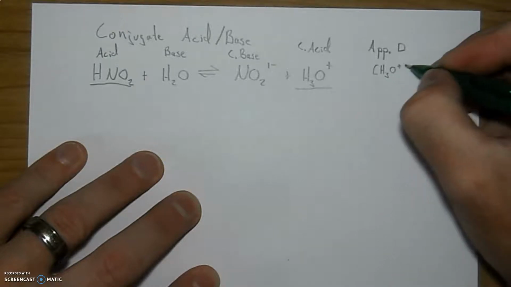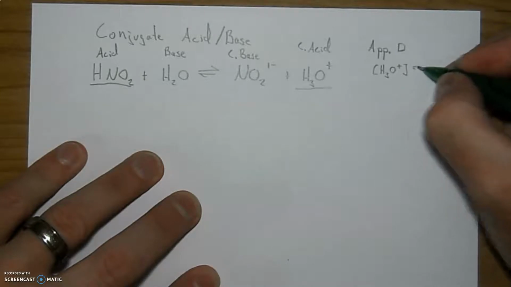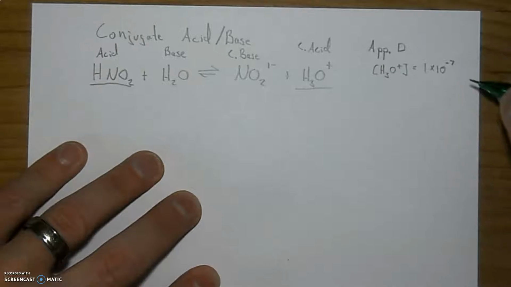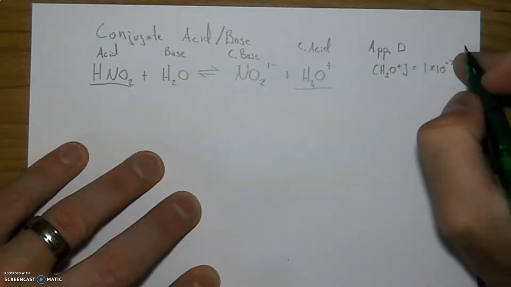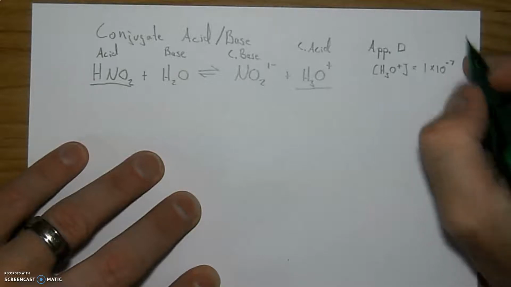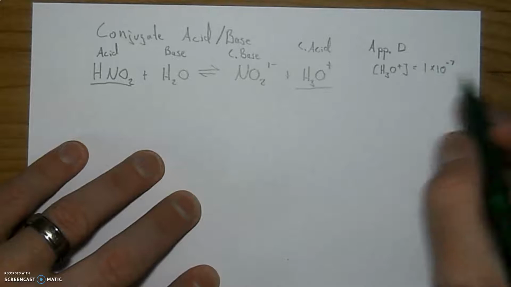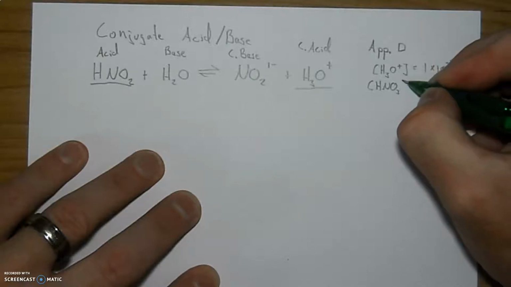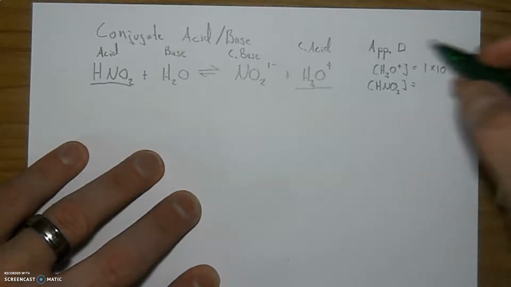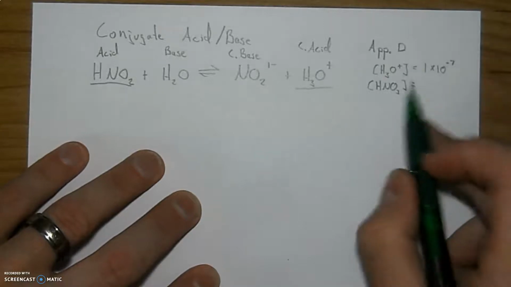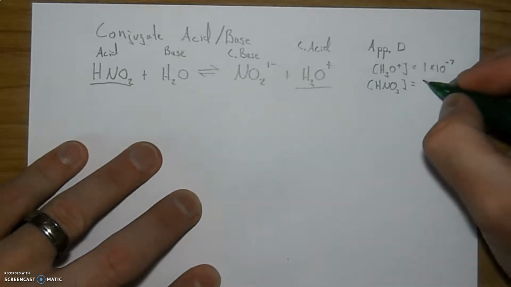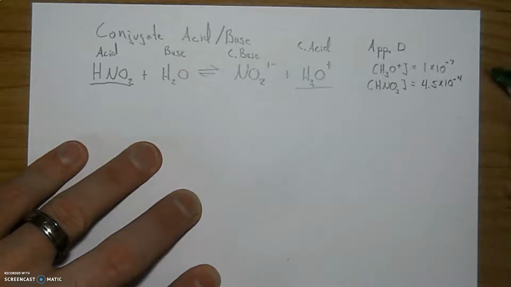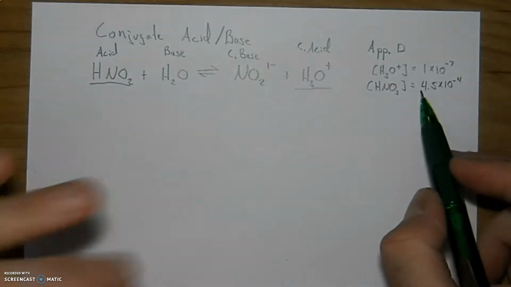H3O+ has a value of 1 times 10 to the -7. Its concentration in an aqueous solution, which means its ability to dissociate and act as an acid, is this amount. That's what it would be present in. If I took HNO3 and put that in an aqueous solution, and the concentrations are always 1 molarity, its ability to dissociate and act as an acid is going to be 4.5 times 10 to the 4. So its ability to dissociate and form ions is going to be this amount.